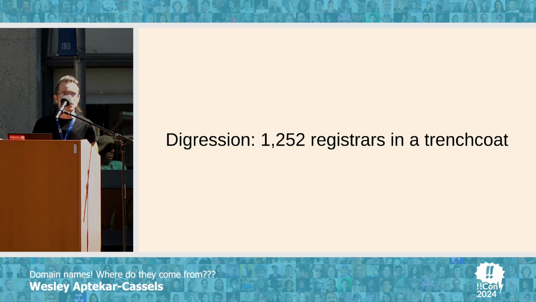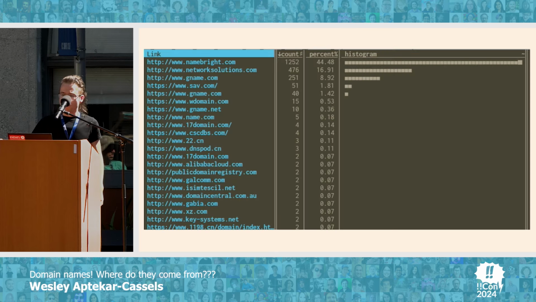actually 1,252 separate registrars in a trench coat. So I was looking at ICANN's data for what registrars exist, and I was like, why are 1,252 of them all owned by the same company? And you can see this histogram. There are a couple of really big companies, and they're paying $4,000 a year for each of these, right? So you do the math, that's like $5 million a year they're paying to ICANN.